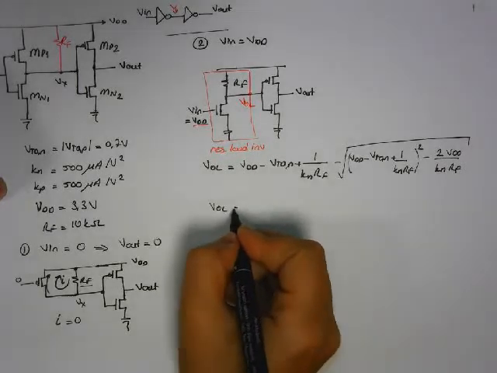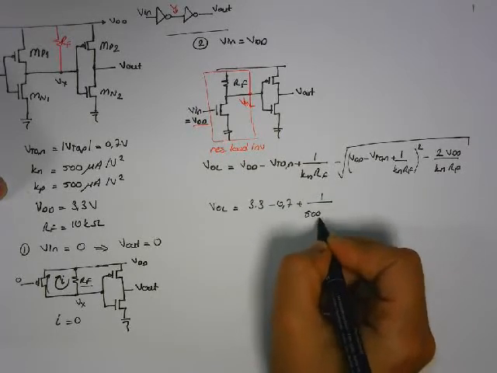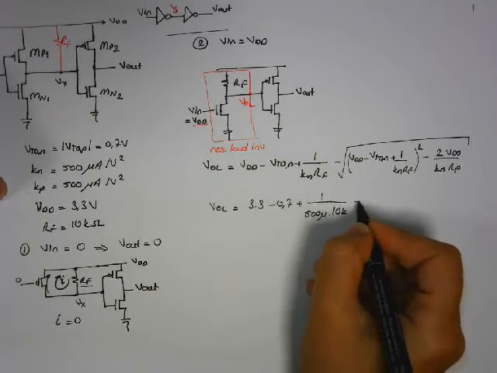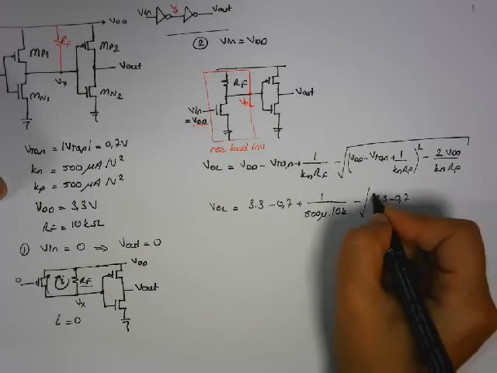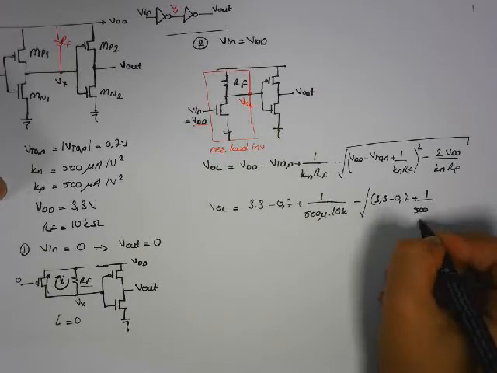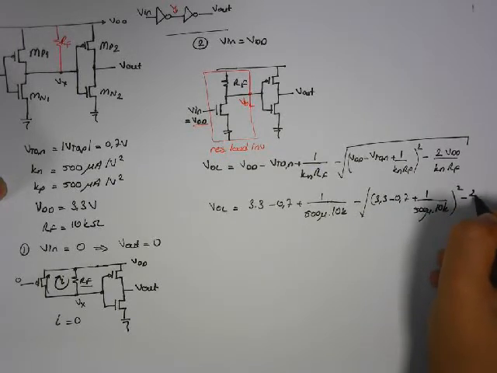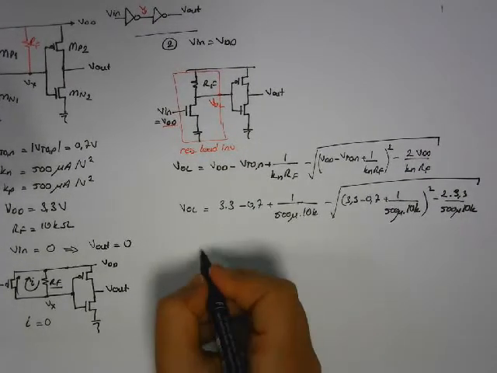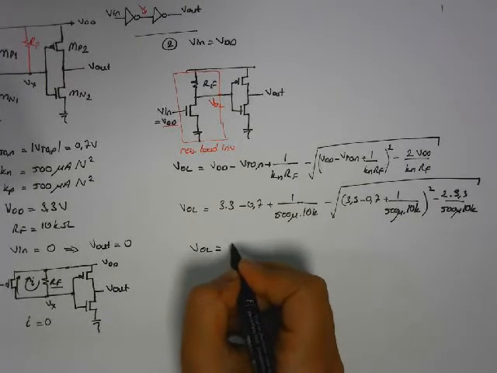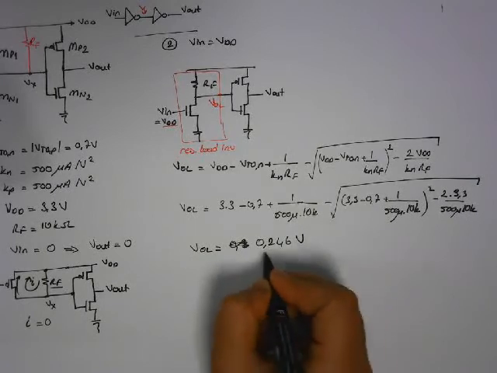So if we use this formula, VOL can be found by 3.3 minus 0.7 plus 1 by 500 micro times 10K, minus the square root of 3.3 minus 0.7 plus 1 by 500 micro times 10K, squared, minus 2 times 3.3 divided by 500 micro times 10K. And this is equal to VOL, 0.246 volts.